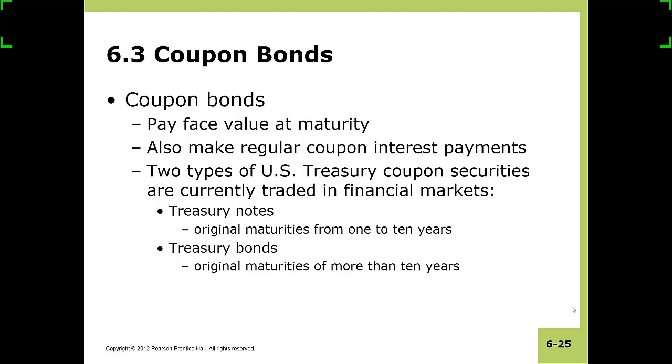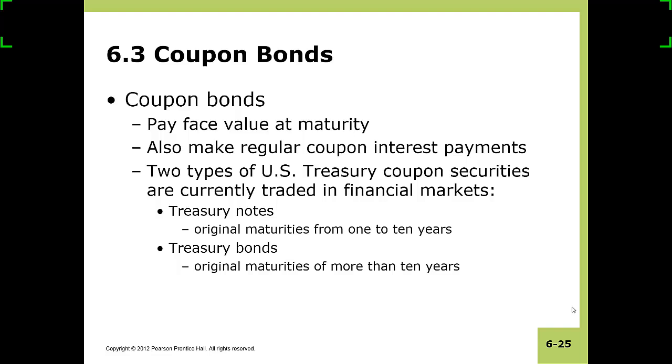So zero coupon bonds make absolutely no payments. Coupon bonds pay the face value at maturity, but they also make interest payments periodically. Two types of U.S. Treasury coupon securities are Treasury notes, which are normally 1 to 10 years, and Treasury bonds, which are more than 10 years. So we have the Treasury bills, and those were the zero coupon bonds. Those were the deep discount.